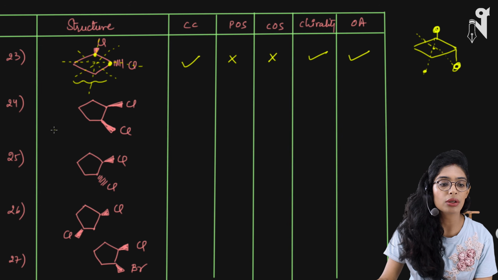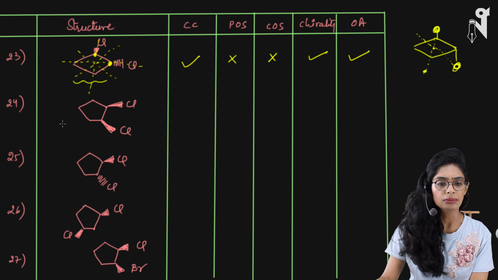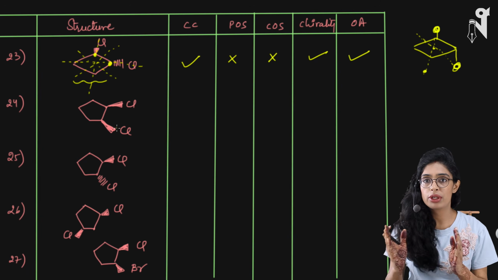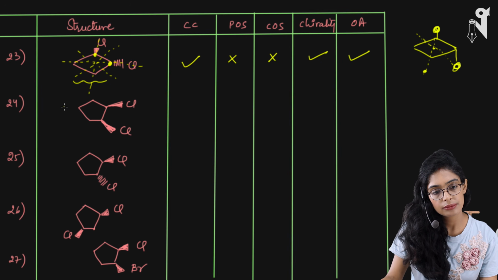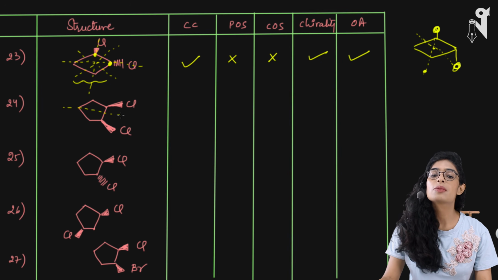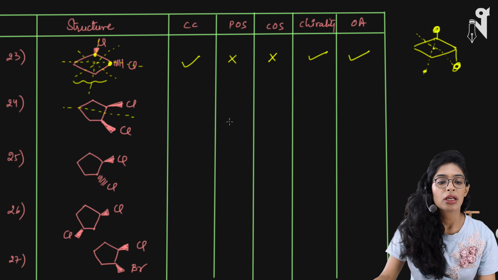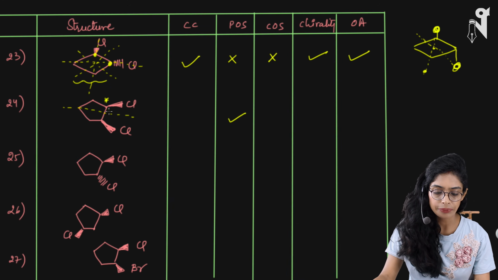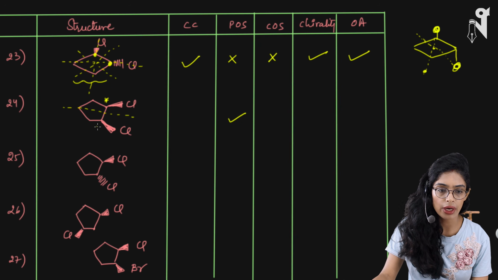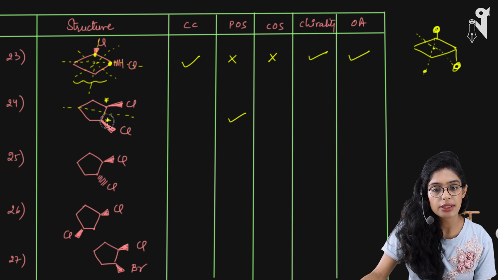Now let's talk about the 24th one. We have cyclopentane with two chlorines attached. Both the chlorines are towards the viewer. Will it possess POS? Cut it through this plane and it will possess POS. Do we have chiral centers? I think we have chiral centers. So these are two chiral centers. Yes, chiral center is there.